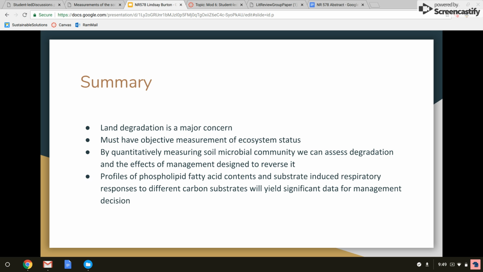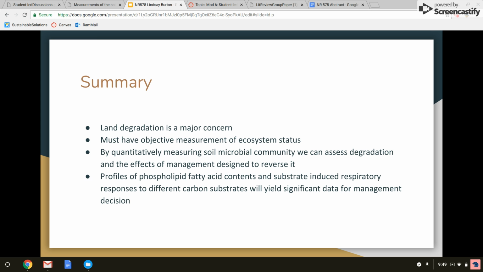The summary of this article is that land degradation is a major concern, and right now there isn't much of a quantitative establishment to have an objective measurement of ecosystem status. Harris states that by quantitatively measuring the soil microbial community, we can assess degradation and the effects of management designed to reverse it. He said that profiles of phospholipid fatty acid contents and substrate-induced respiratory responses to different carbon substrates will yield significant data for management decisions in the future.